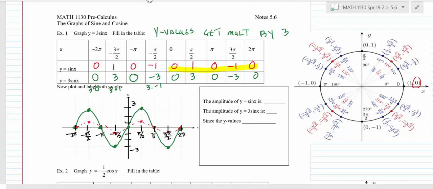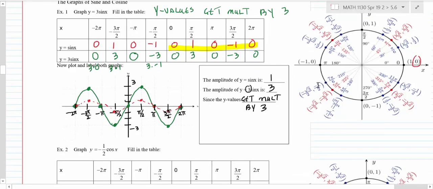All right, so what we're going to do is let's fill this out. The amplitude of the sine is 1. The amplitude of 3 sine is what? 3. Okay, all you do is look at that number in front of the sine, and the reason is that the y values get multiplied by 3. That's why the amplitude changes to 3, so it's a stretch. Right, everybody okay with what I just did? Okay, it's mostly arithmetic and plotting points. That's what I always tell students graphing boils down to. It's almost always the same.